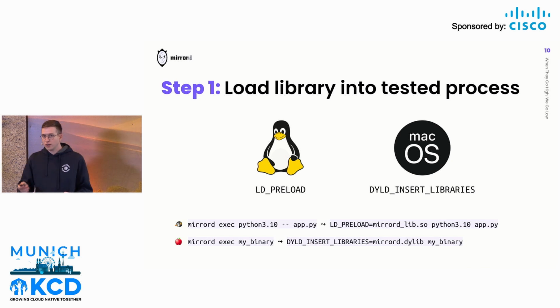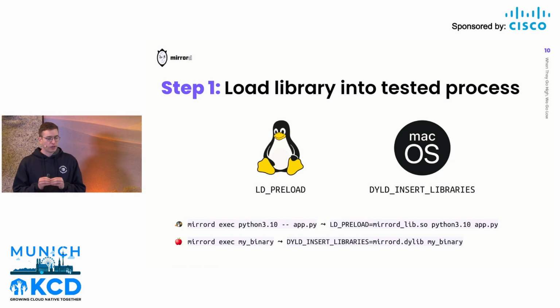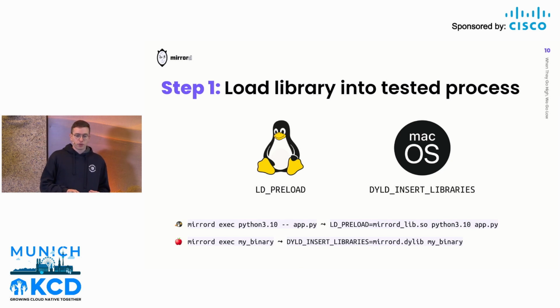So the first thing we need to do in order to hijack those calls is to get our code into the process's memory. And the way we do it is when a user tells mirrord to execute a program, mirrord executes that program, but first asks the dynamic linker to also load our dynamic library into the new process's memory. You might know it as the LD preload trick on Linux.